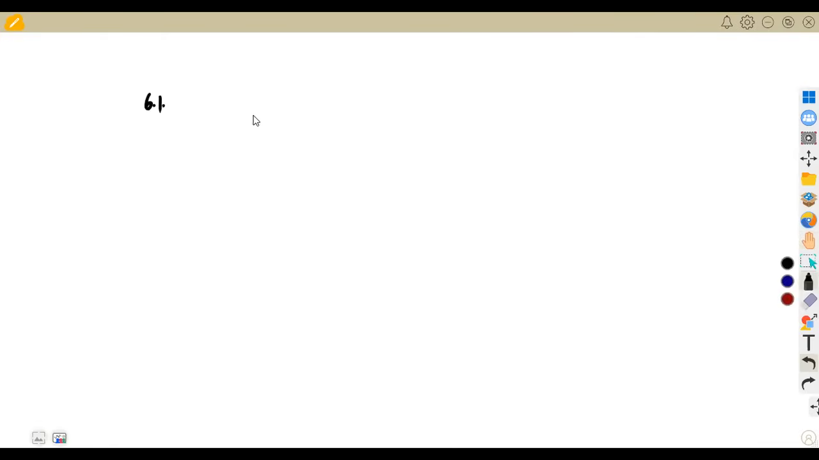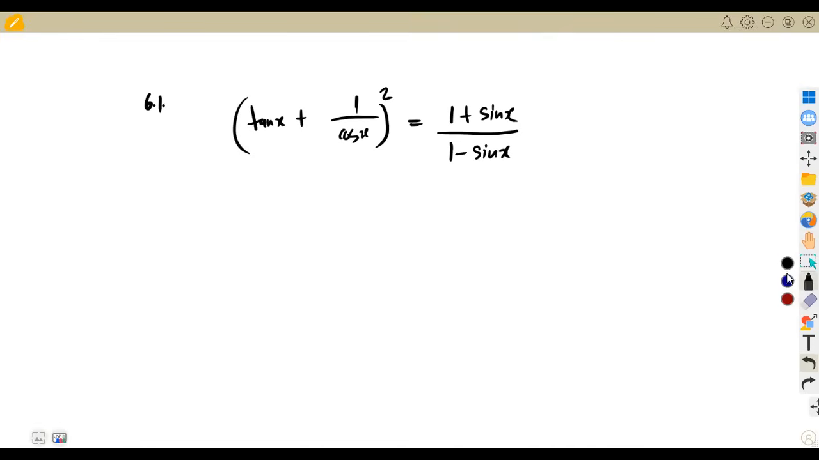We are given the trig of tan of x. So this is tan of x plus 1 over the cosine of x, everything to the exponent of 2, must be equal to 1 plus the sine of x over 1 minus the sine of x. So I'm just going to choose the complicated part here, which is the left-hand side. All right, so let's see. From our left-hand side, we have the tan of x plus 1 over the cosine of x being raised to the exponent of 2.